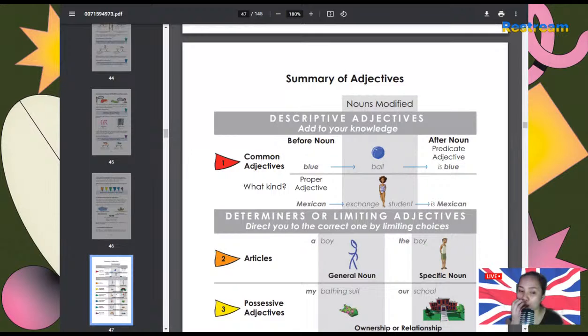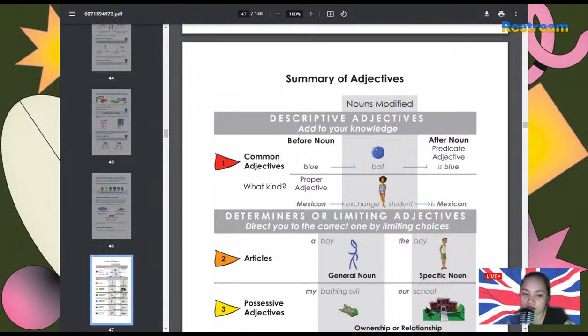Next one. So let's have the Mexican. The Mexican is a proper adjective of Mexico. So Mexico is a noun, and it turns into Mexican to make it into a proper adjective.